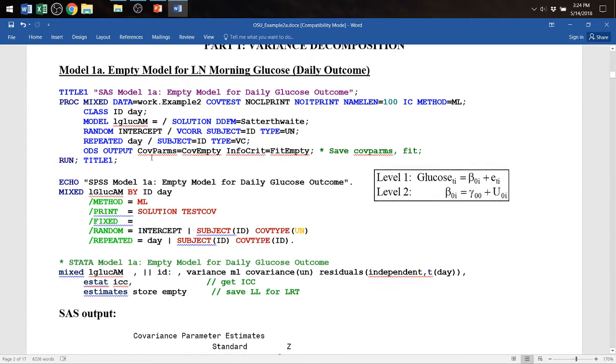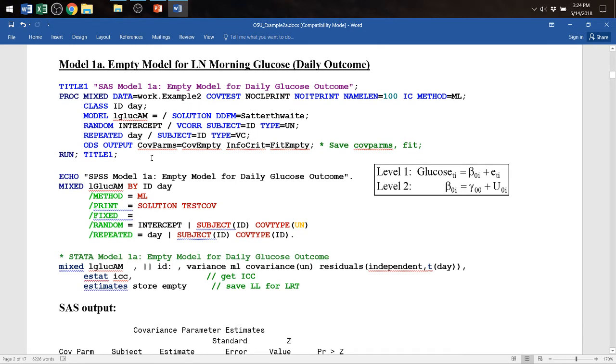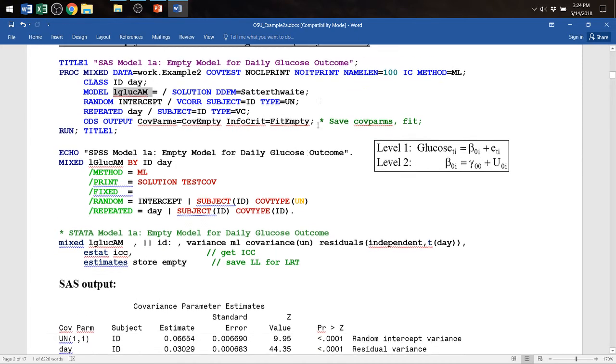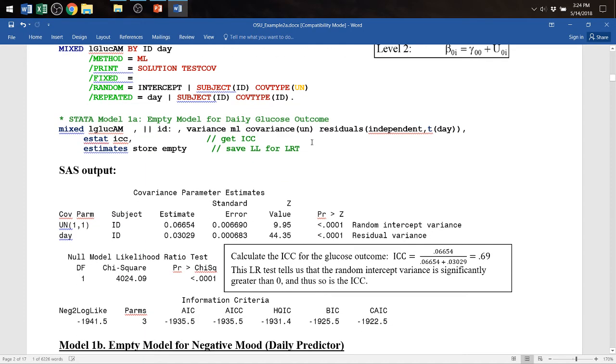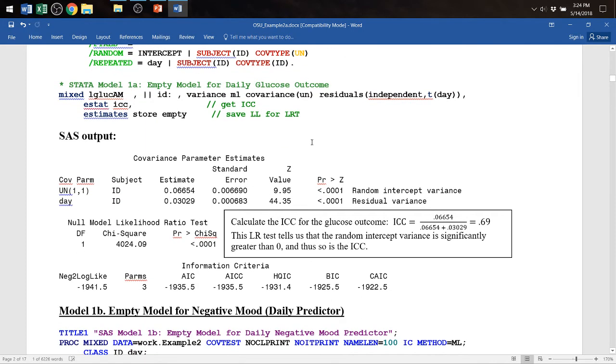So I'm fitting an empty model. Empty means random intercept model for my glucose in the AM, which has been log transformed because it had a very long tail, to try and reel that in. This is to see how much of its variation is between persons versus within persons.